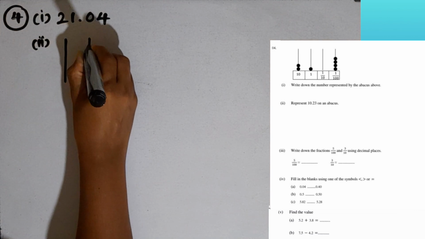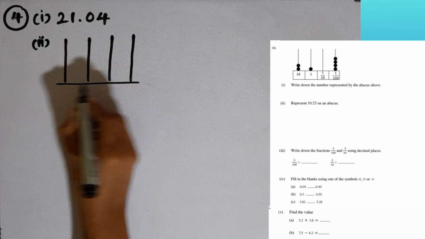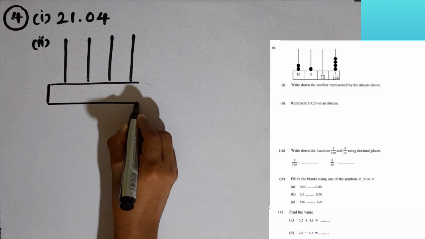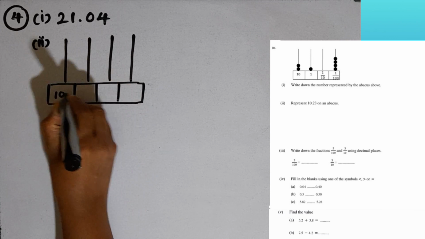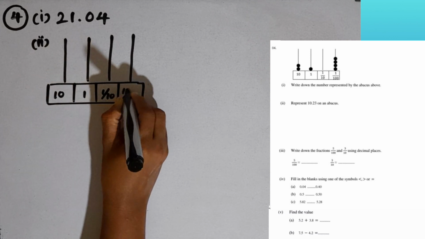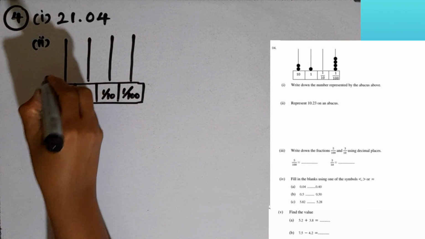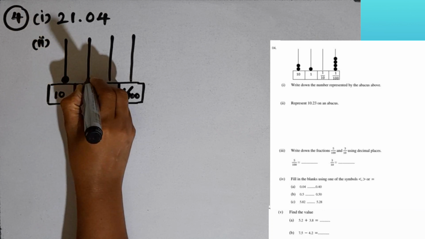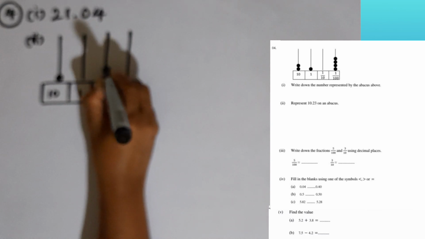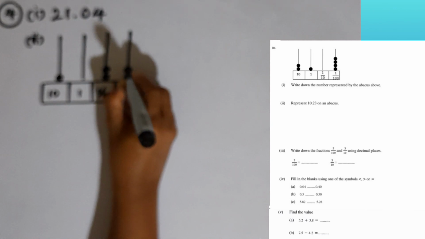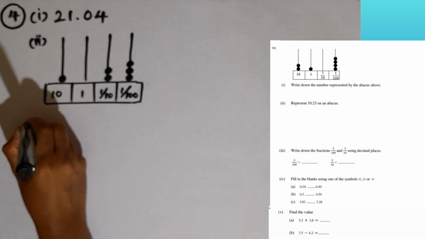Then the second question, represent 10.23 on an abacus. We want 4 rods here, like in the earlier one. Then we have to write down the place values below each rod. Here 10, 1, 1 over 10, then 1 over 100. For 10.23, we draw one counter here, then 0 counters, then 2 counters in this rod. In the last rod we have to draw 3 counters. This is the way.